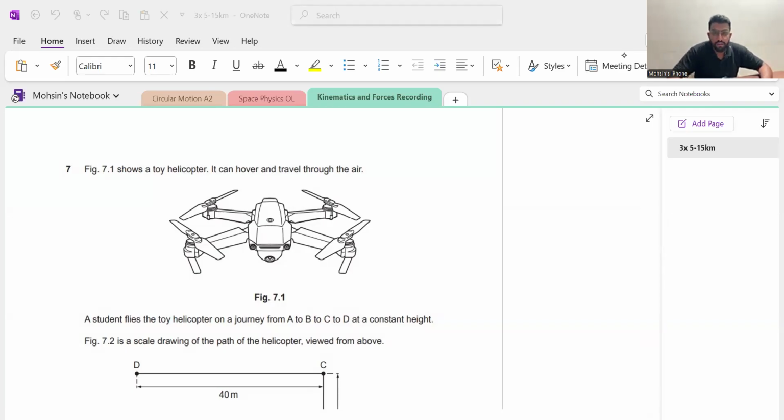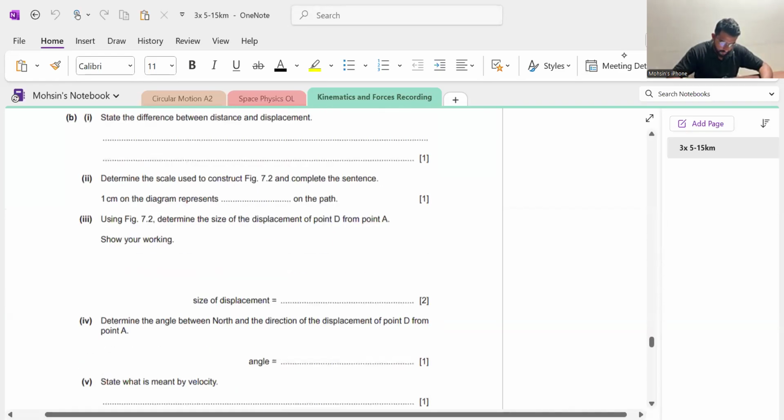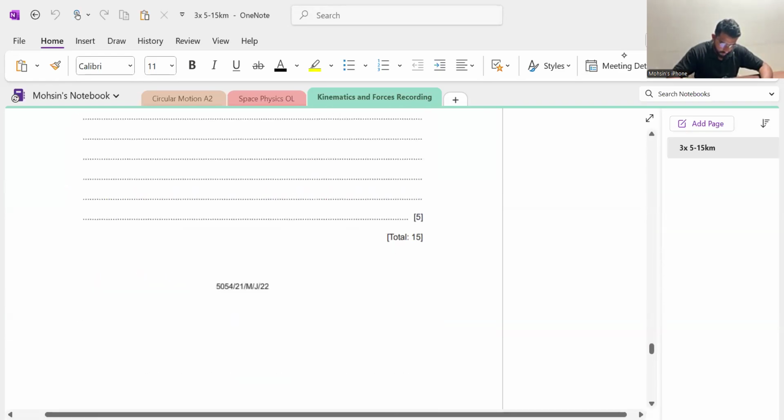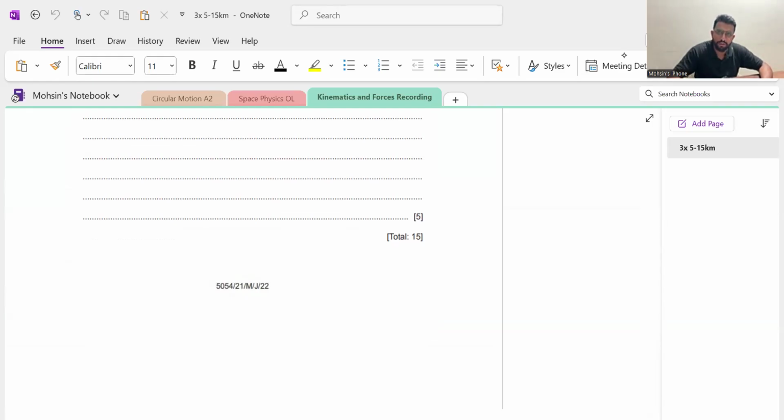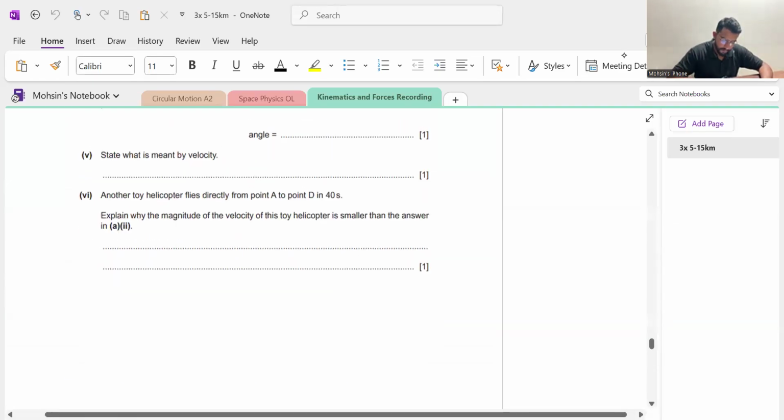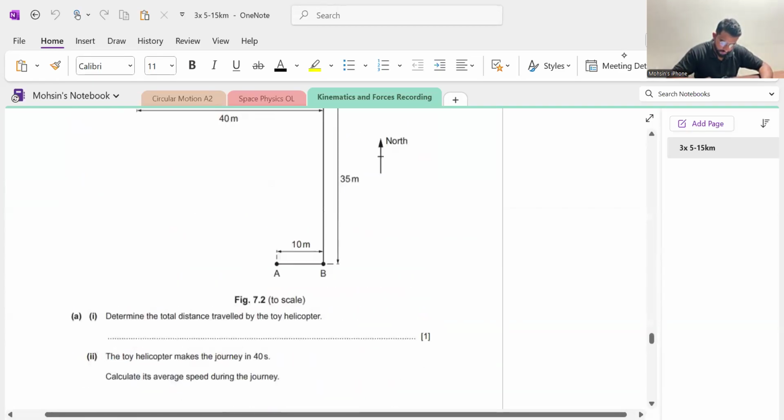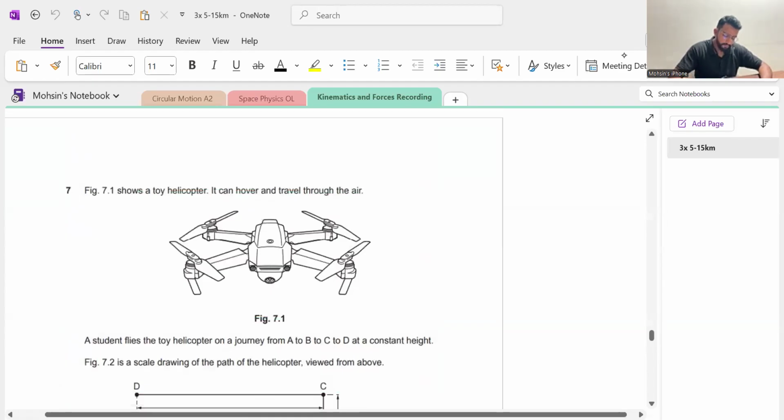Okay, so today we have this question from May-June 2022, Paper 2, Variant 1. 15 mark question. Okay, figure 7.1 shows a toy helicopter.